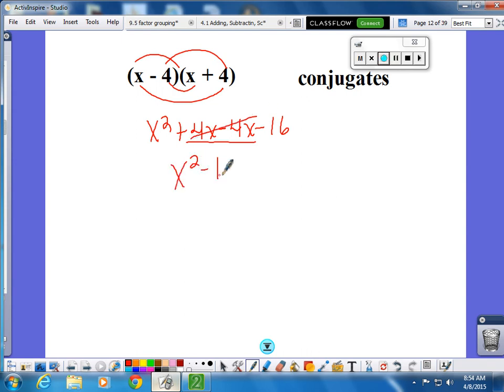So I'm left with the difference of 2 squares. How do I recognize that? It's exactly what it says it is. If this is a plus sign, it's the sum of 2 squares. I'm talking about the difference of 2 squares, and we'll give you conjugates. If these aren't perfect squares, how could it be the difference of 2 squares? It can't be. So that's really all you're looking for: do I have a difference, and are those perfect squares? Those are the tests for that.